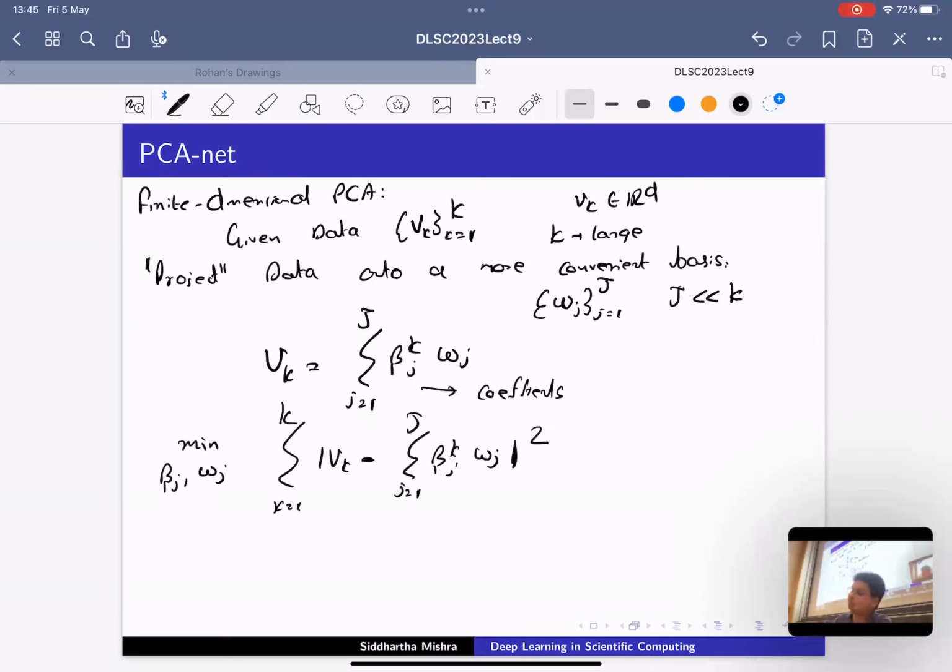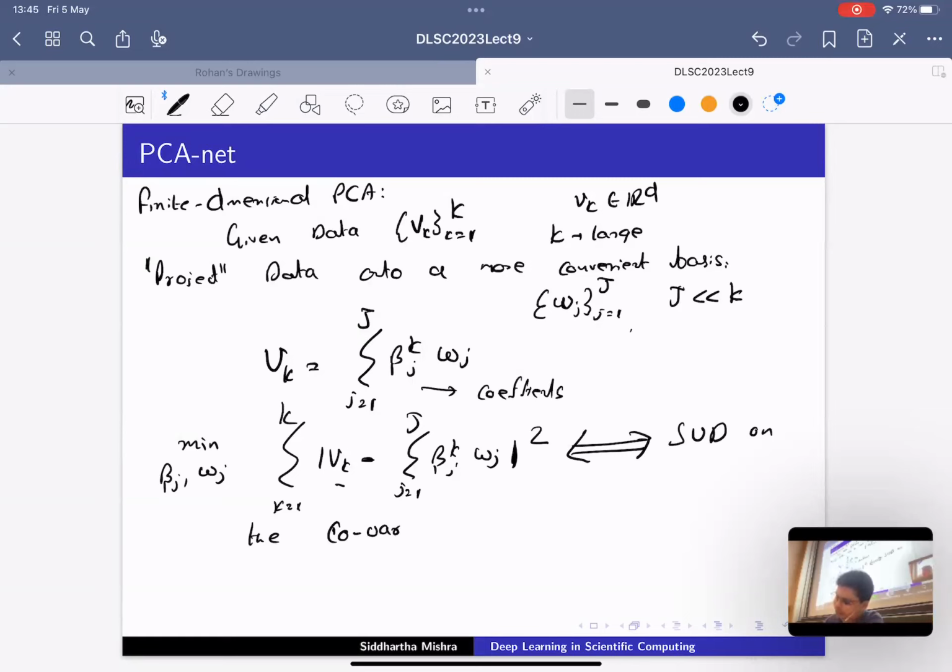So there are 2 summations similar to what we saw in operator learning. There's a summation for each data point, and there is a summation over the whole thing. You could normalize. You want to minimize this, and this is a well-known result in linear algebra. This corresponds to an SVD, a singular value decomposition, on the covariance matrix.